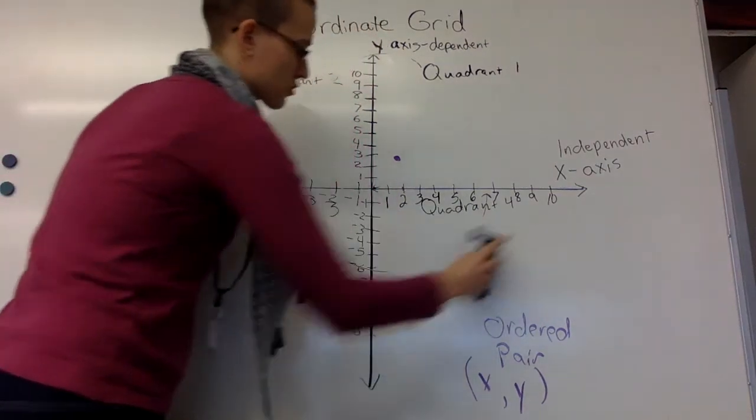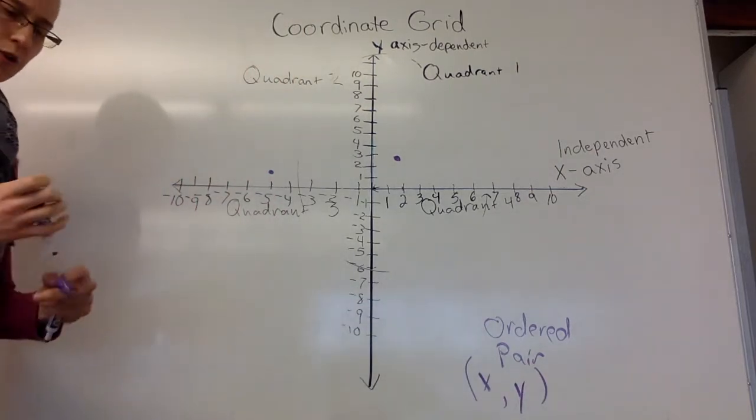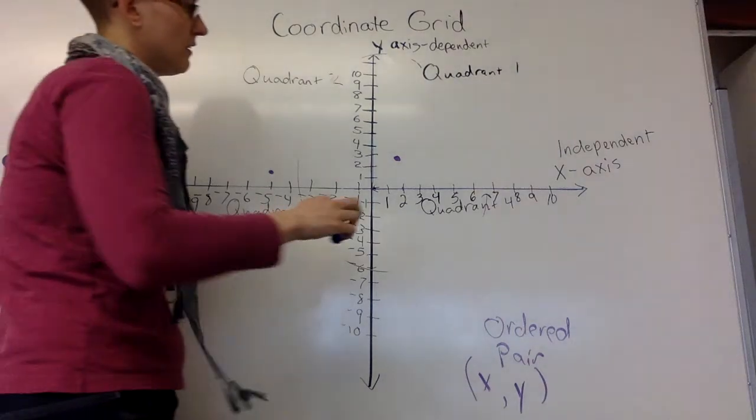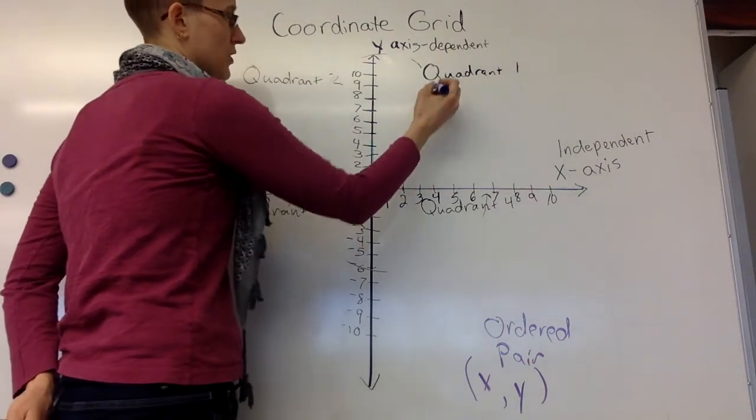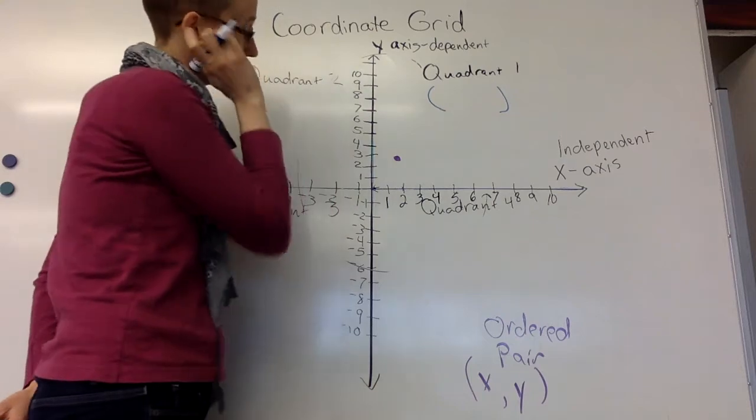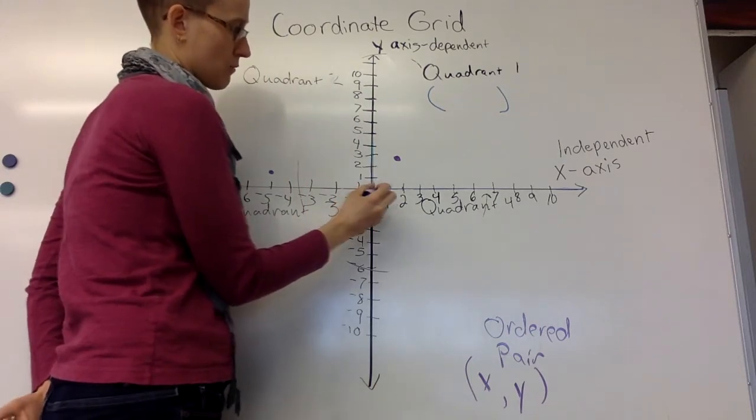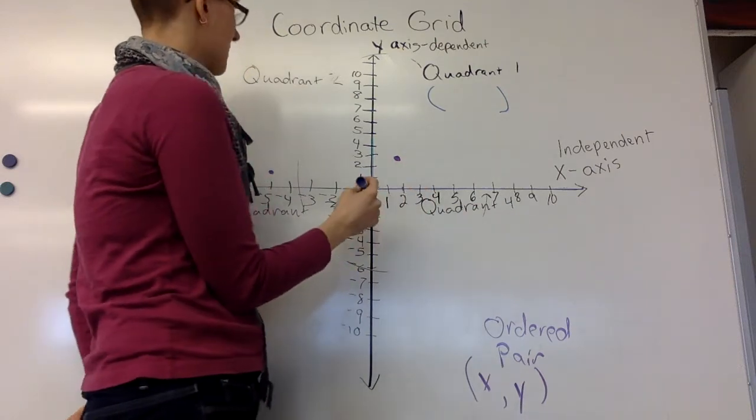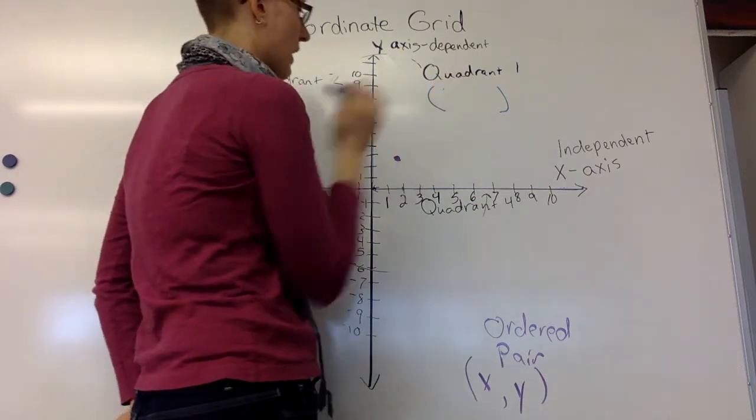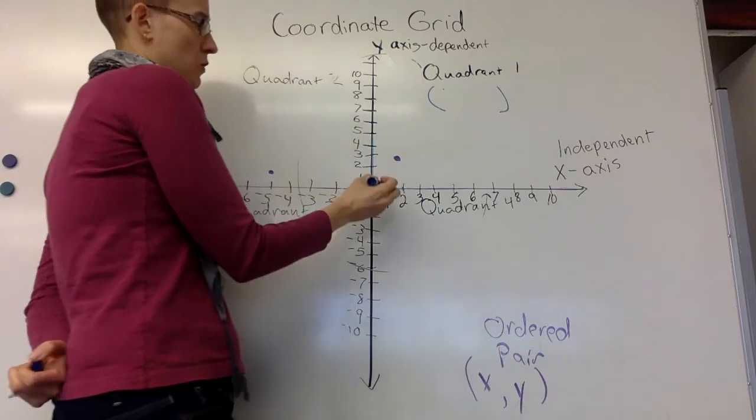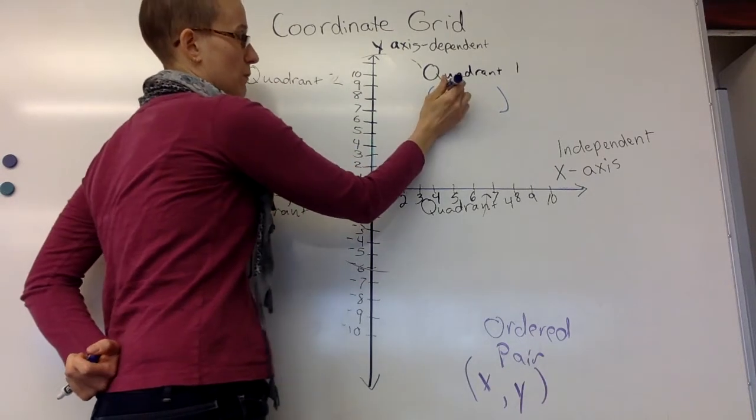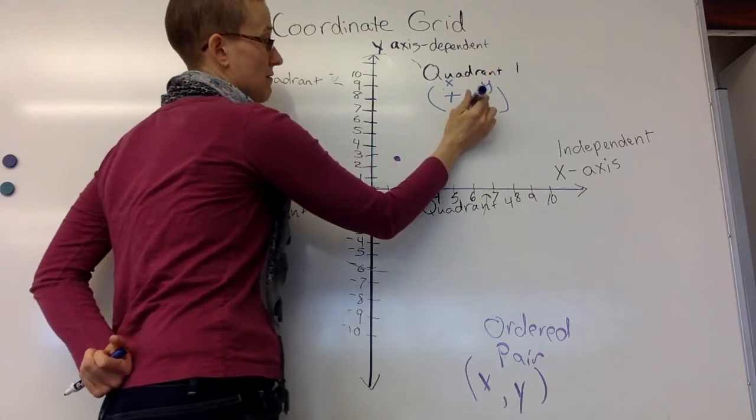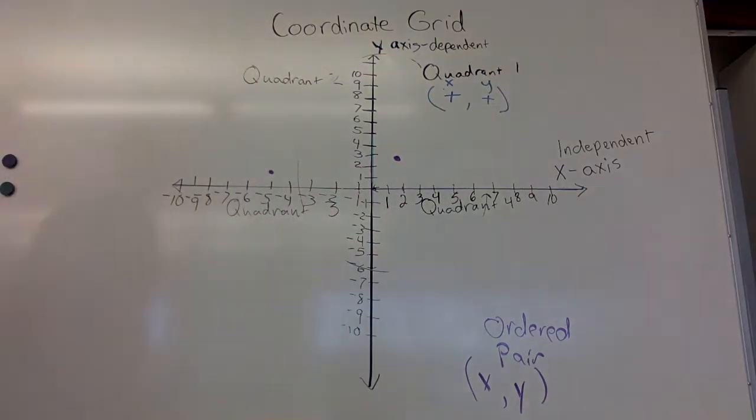So there are some trends that happen on our coordinate grids. And if we look at quadrant 1, you'll notice that my x and my y values here are both positive. So whatever area in quadrant 1 I'm going to plot in, they're going to be positive. Okay? So my x value is positive, and my y value is also positive.